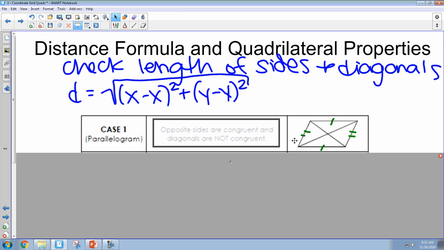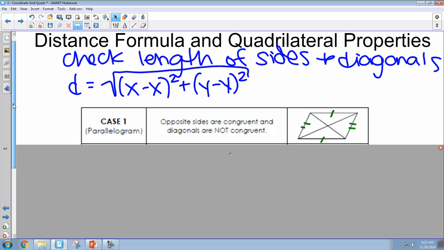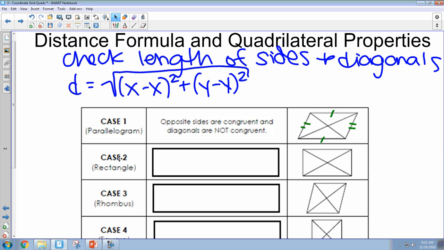So if I go ahead and delete this, what you would check when you are checking the lengths of sides and diagonals is that opposite sides are congruent, like I've marked, but you would also check to see if your diagonals are congruent. If your diagonals are not congruent, then you can tell me it's a parallelogram, because that's the shape where they are not congruent to each other. If you know they're congruent, you actually go further into this list.